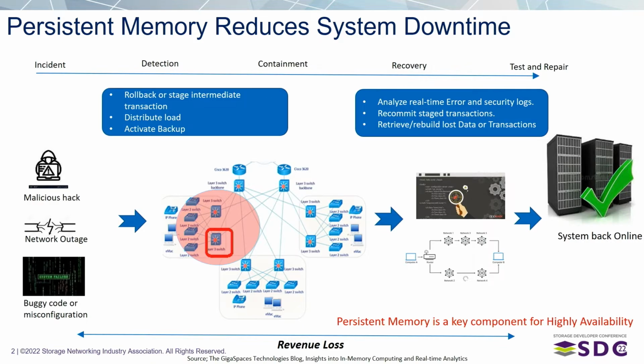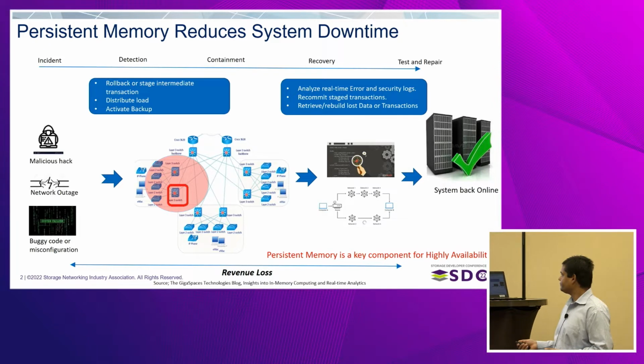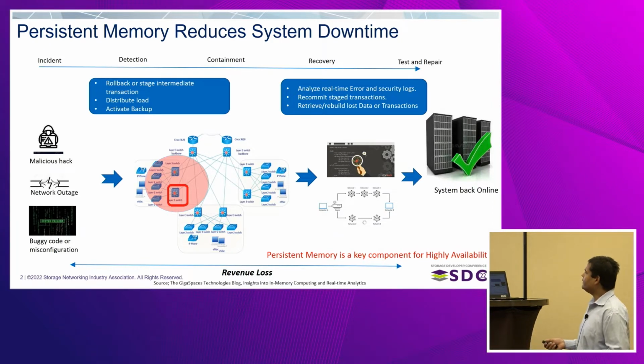This is where some of these techniques come into the picture. You try to roll back, which is going back to an older snapshot that was working, if it was a misconfiguration. You try to diversify or distribute the load, so if there was a network outage, you try to route it through different switches. And the last one is to activate the backup. In all of these containment use cases, you'll see a common picture: you need to be very fast.